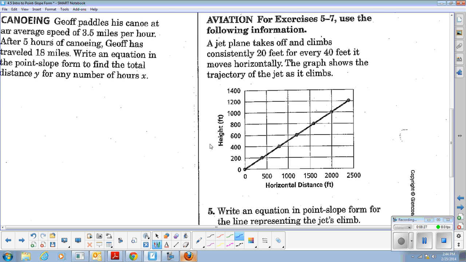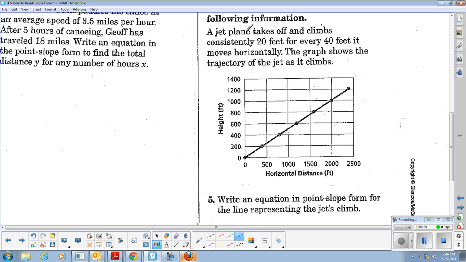Aviation problem. Now we give you a graph. A jet plane takes off and climbs consistently 20 feet for every 40 feet it moves horizontally. Climbs is going up. For every 40 feet it moves horizontally, that's going to the right.